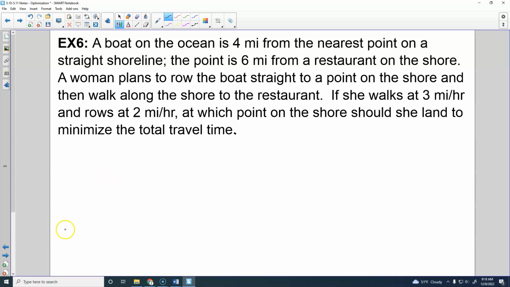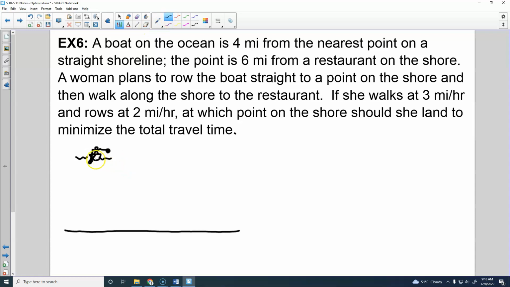So let's draw a picture of what we've got here. Our straight shoreline is here. We've got our lady out here in her boat. I'm not going to draw a sail because it's a rowboat. We need to draw. Oh, she's standing up in it for some reason. Here's her paddle. Here's her other paddle. There. Boat.